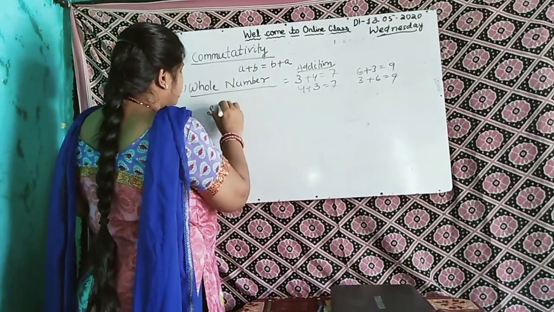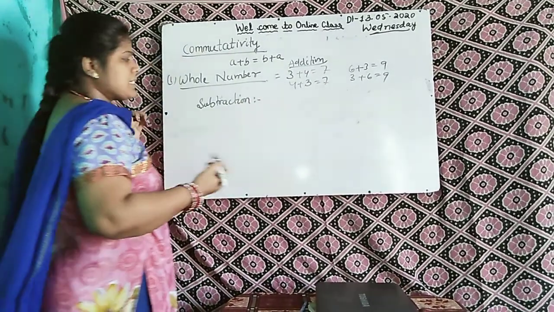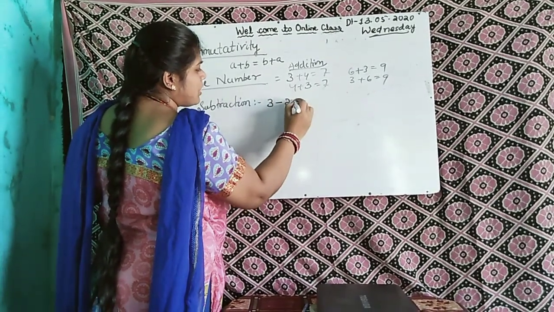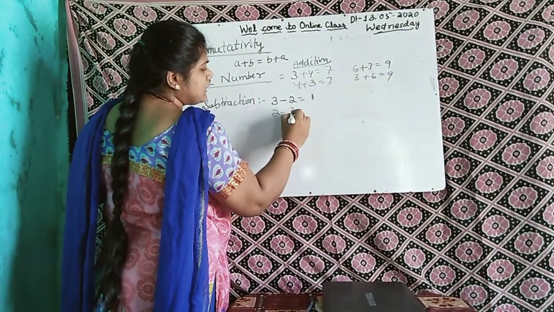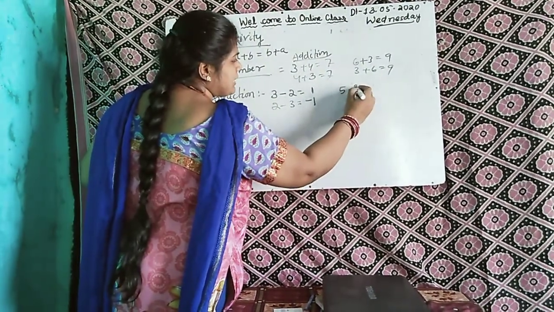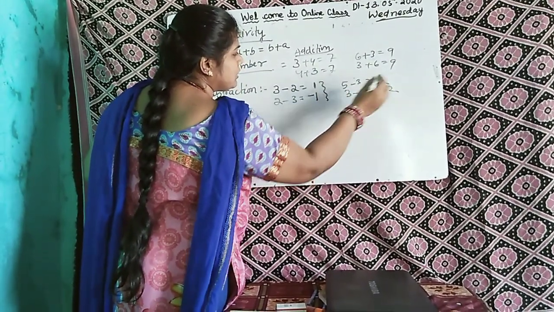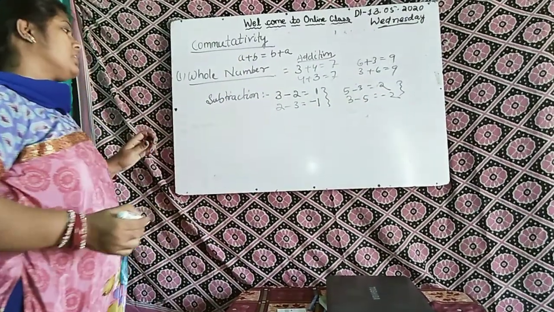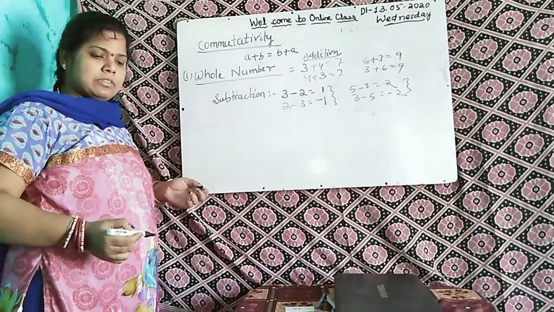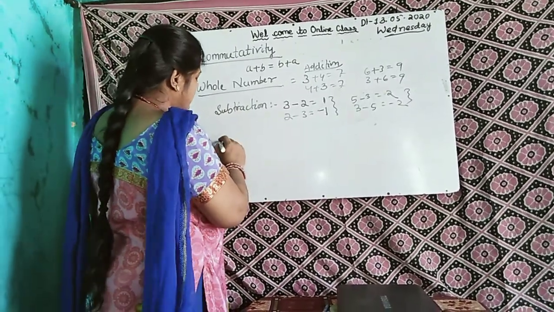Then come to subtraction. For subtraction, same thing. Suppose 3 minus 2, how much? 1. 2 minus 3 is minus 1. 5 minus 3 is 2. 3 minus 5 is minus 2. These are not equal to each other. This is also not equal to each other. So here we say that whole numbers are not commutative under subtraction. Subtraction is not commutative.